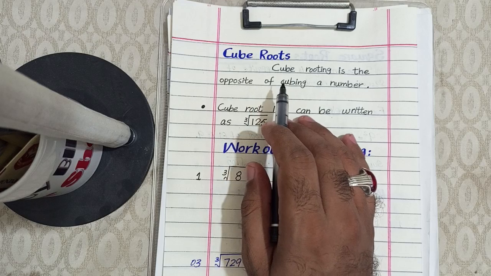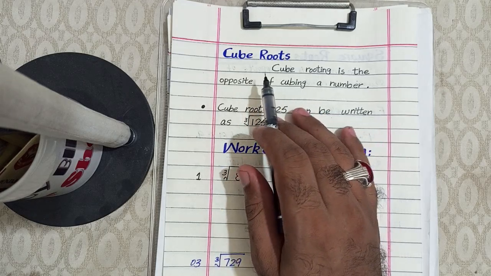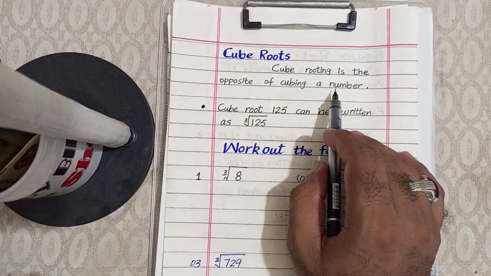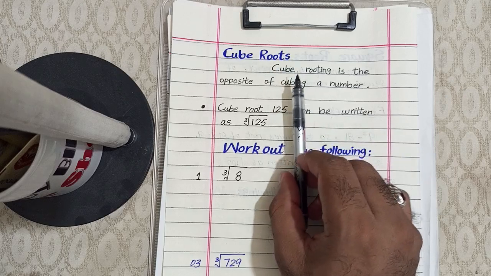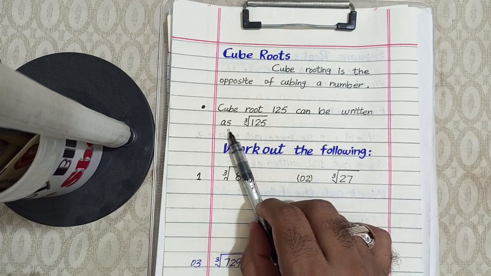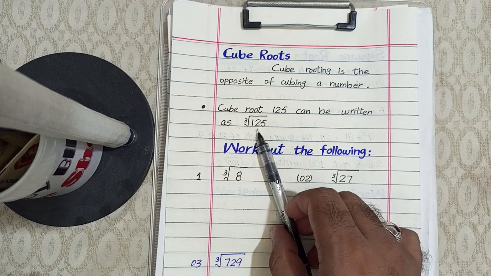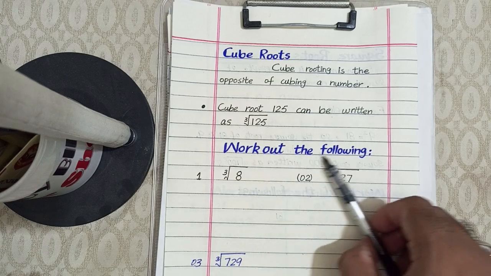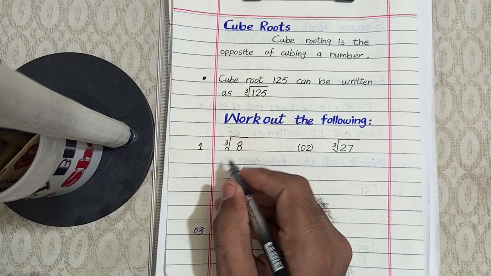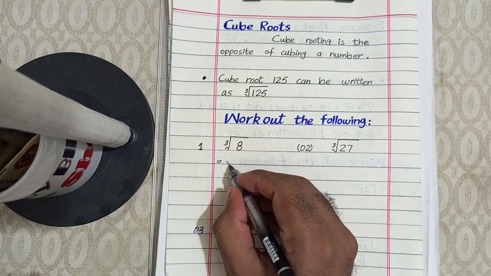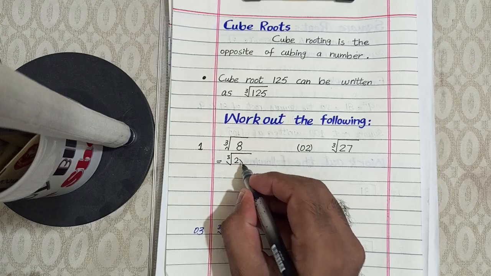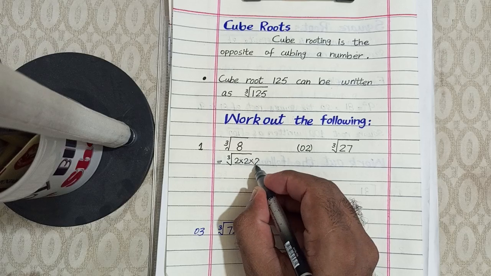Now our next topic, cube root. First of all, what is cube root? Cube rooting is the opposite of cubing a number. So cube root is the opposite of cube. Cube root of 125 can be written as cube root 125. Work out the following. If we find the cube root of 8, then we write cube root of 8 as it is. We write 8 as 2 multiplied by 2 multiplied by 2.